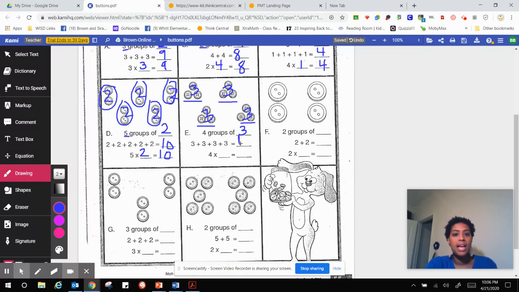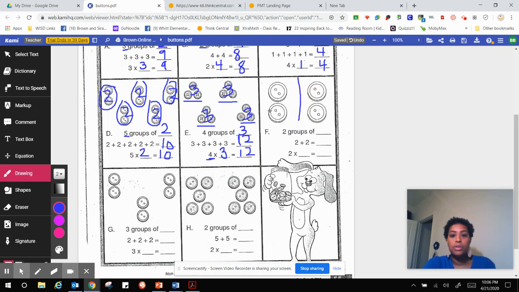Well, how many times did we add 3? We added 3 4 times. Well, because we added 3 4 times, that would be 4 times 3, which equals 12. All right, here we have 2 groups. So the groups are basically split like this, down the middle.